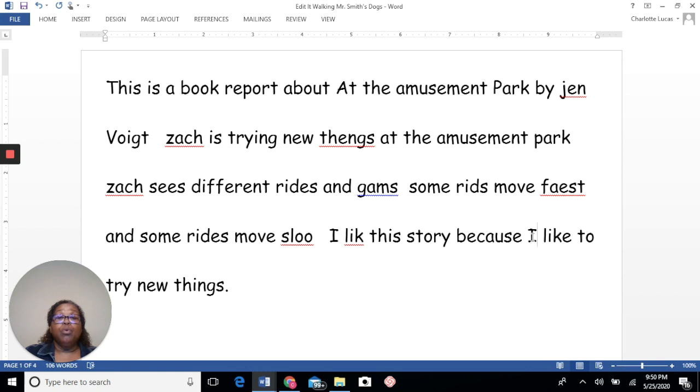This is a book report about At the Amusement Park by Jen Voigt. Zach is trying new things at the amusement park. Zach sees different rides and games. Some rides move fast and some rides move slow. I like the story because I like to try new things.